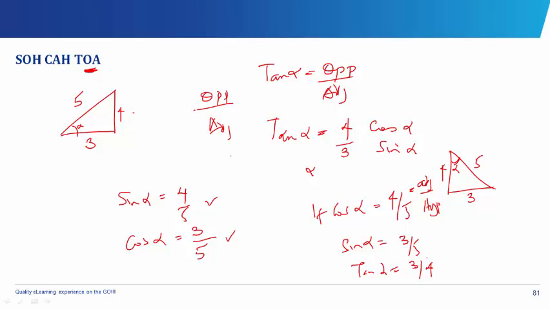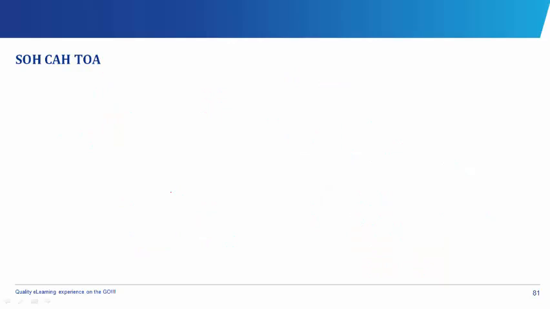Okay. Now let's take another example. And this example says a ladder 6 meters long is leaning against a vertical wall. The end makes angle 45 degrees with the horizontal ground. How high up the wall does the ladder reach?